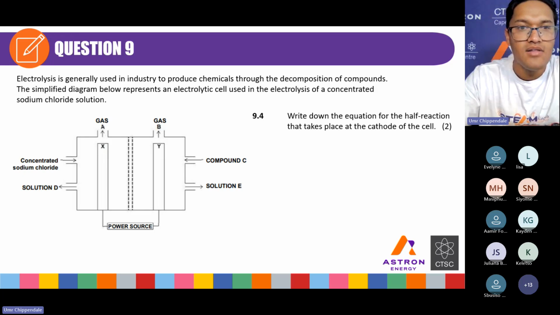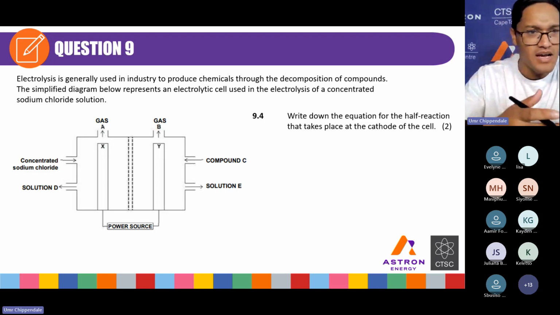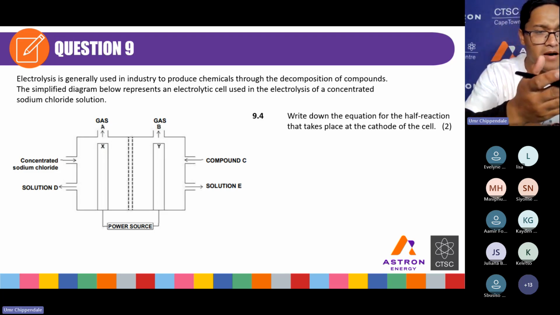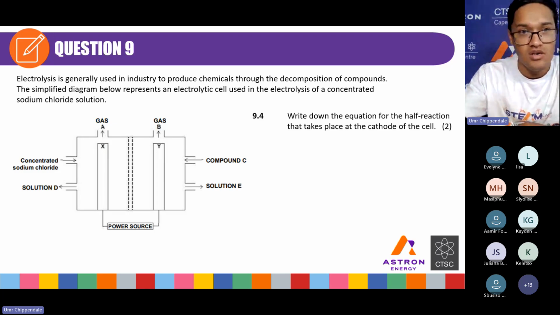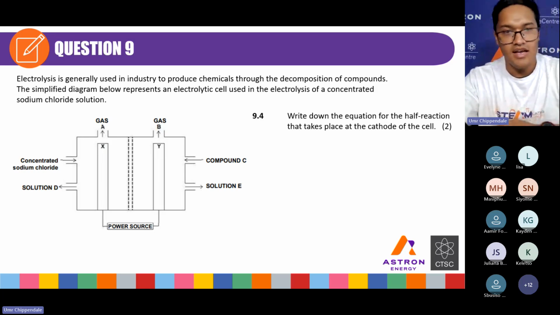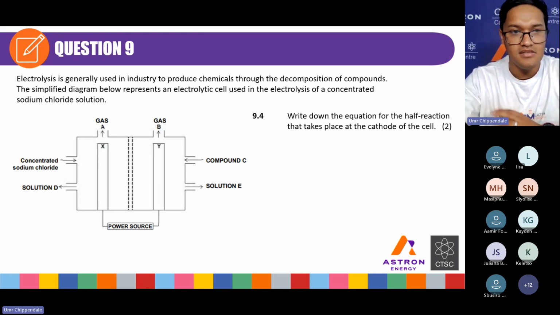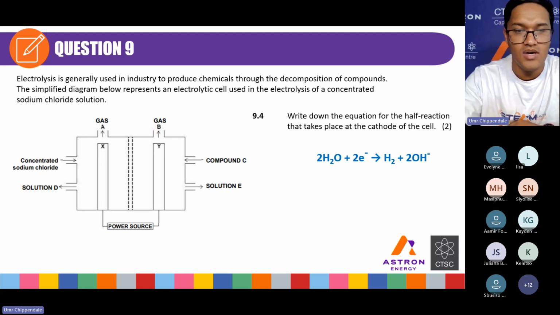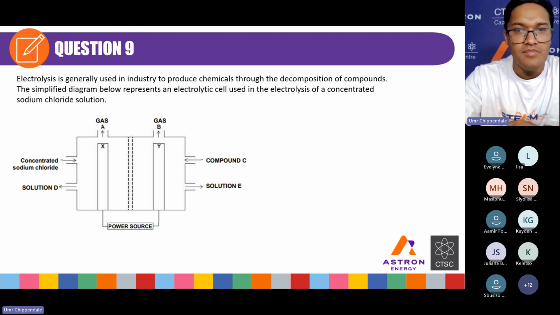9.4. Write down the equation for the half reaction that takes place at the cathode of the cell. And this is worth 2 marks. Because we have all of these here, they said electrolysis is generally used to produce the decomposition of these compounds. A lot of this is what they were supposed to have given, but because they didn't, on the right-hand side, the gas is supposed to be water, and this is what your formula is supposed to be.